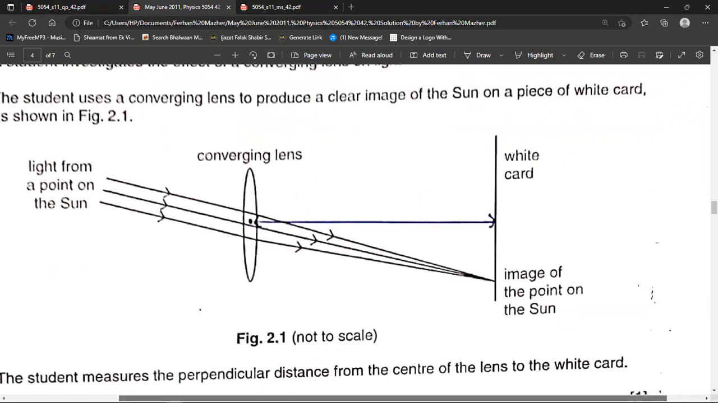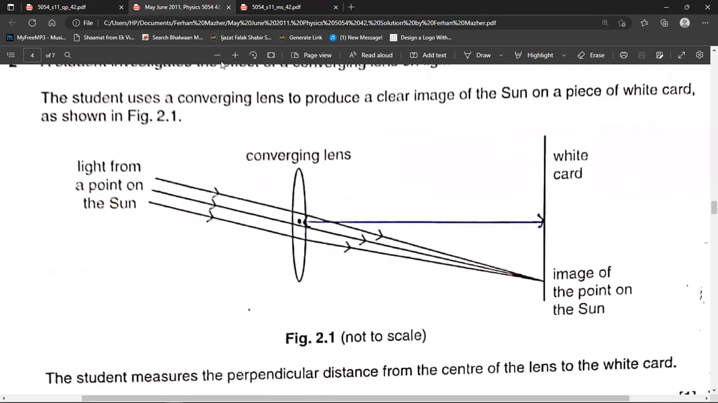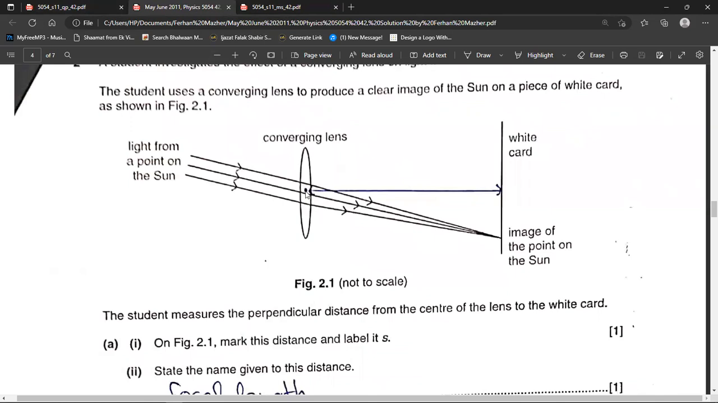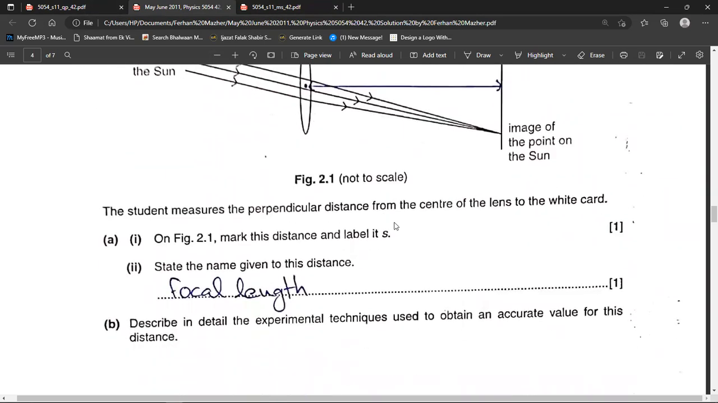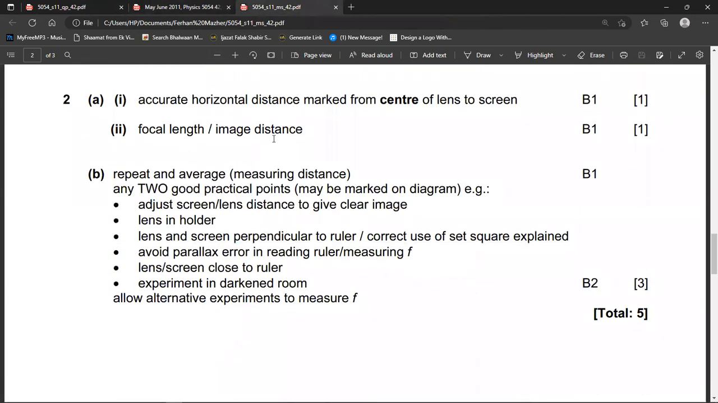So they are talking basically about this: this is the center of the lens, this is the screen. So this is the perpendicular distance between them. And label it with the S. Put a letter here, S. I just forgot to write it here. He asks to label it S. You are supposed to write S here. Then he says, state the name given to this distance. This distance is called focal length.